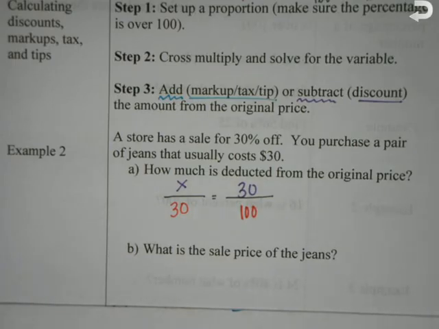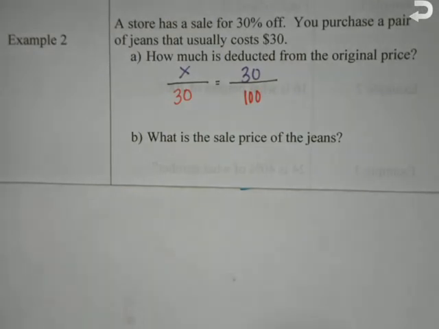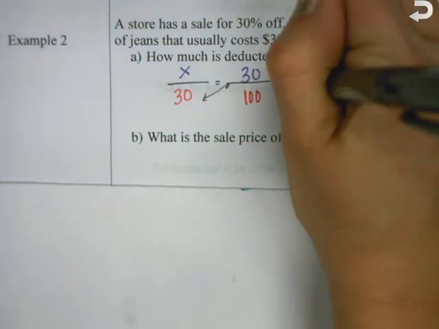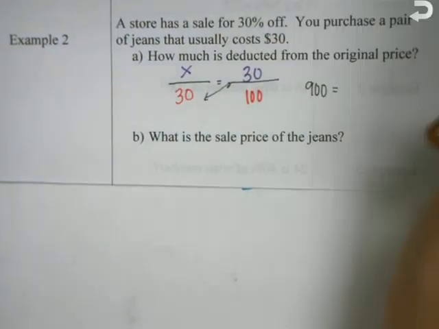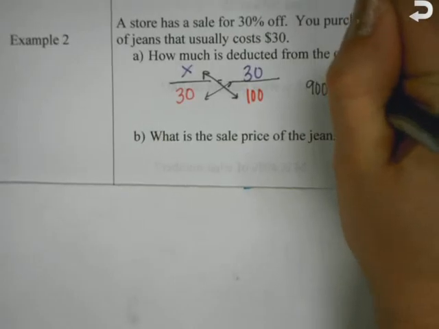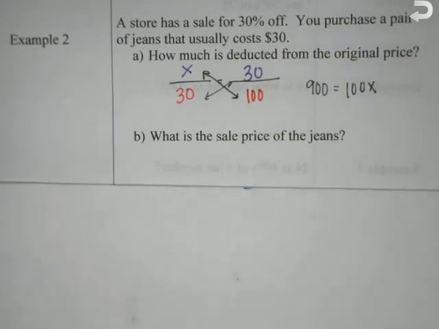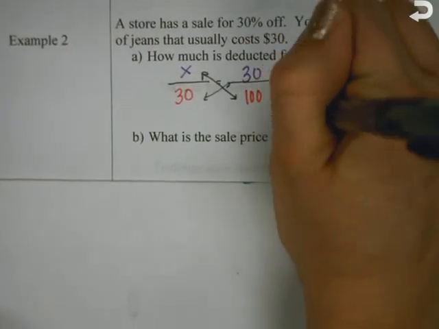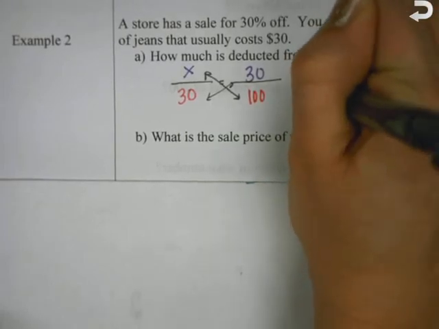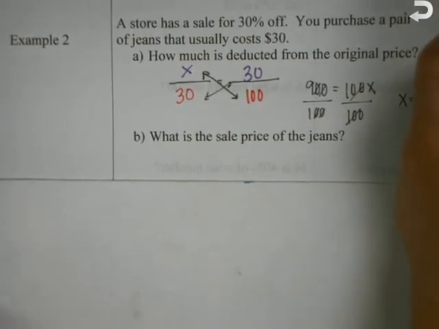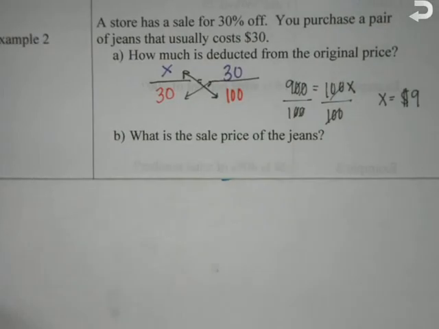Okay, so then we're going to cross multiply. So 30 times 30 gives me 900 equals 100 times X, 100X. And then what do we do? Divide by 100. Those zeros cancel, so we get X equals $9. Okay, so $9 is deducted from the original price.